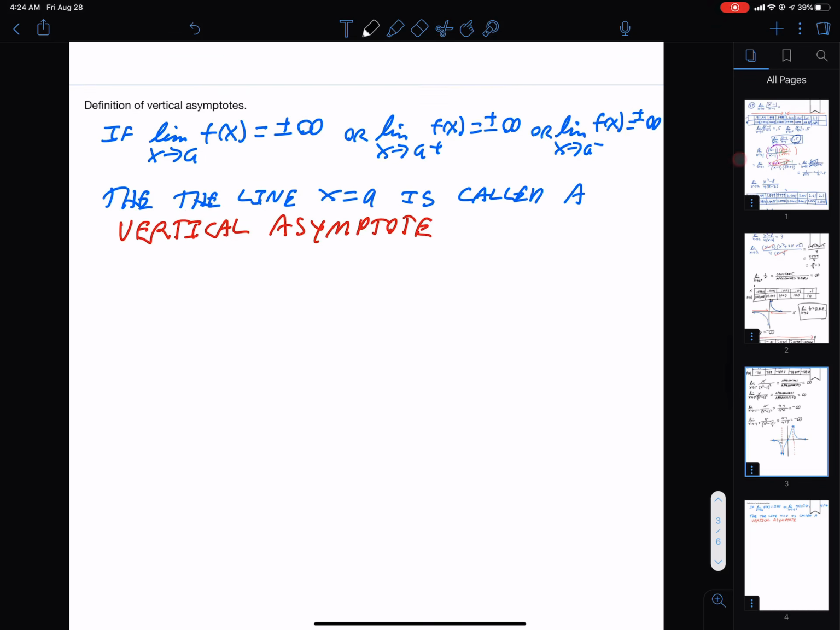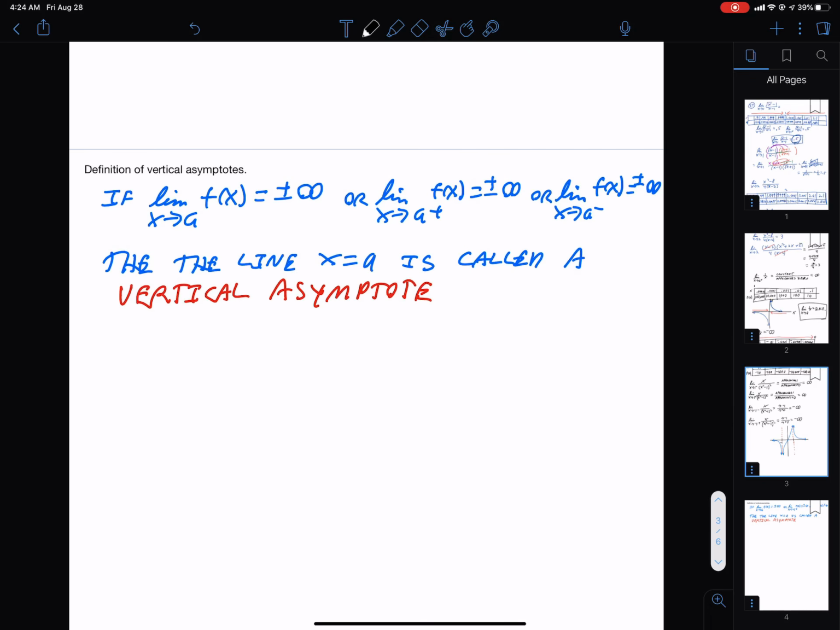So in this first one, they both go the same direction. As I approach A from left and right, they either both go up or they both go down. Here, as I approach from the right, it's going to go up or down, one or the other. And here, as I approach from the left, it's going to go up or down. So whether they both go up or they both go down, or one goes up or one goes down, it's still a vertical asymptote. So that is the definition of the vertical asymptote. Just throwing that out at you.